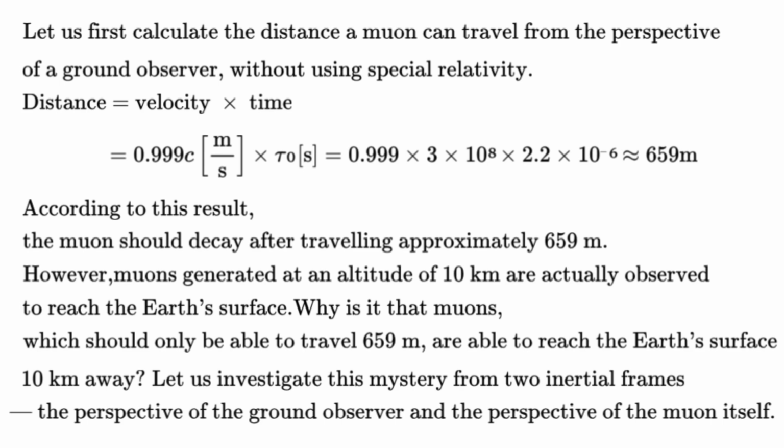However, muons generated at an altitude of 10 kilometers are actually observed to reach the Earth's surface. Why is it that muons, which should only be able to travel 659 meters, are able to reach the Earth's surface 10 kilometers away? Let us investigate this mystery from two inertial frames: the perspective of the ground observer and the perspective of the muon itself.